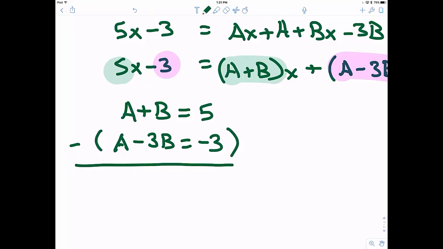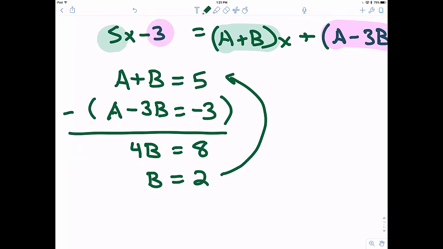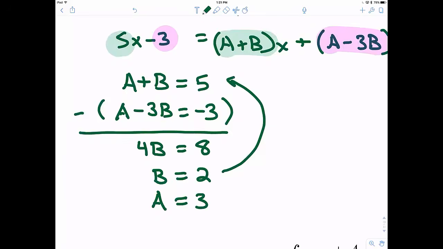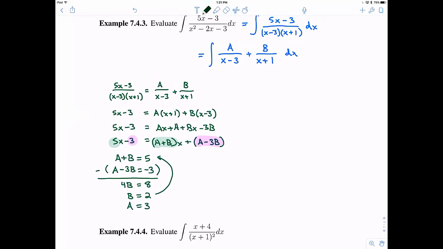The a's cancel out, and then I get b minus negative 3b, so that's going to be 4b. And then 5 minus negative 3, that's going to be 8. So therefore b equals 2. And if b equals 2, we can plug that back into the first equation and see that a must equal 3. So we were able to solve for these constants. We were able to figure out that b has to be 2 and a has to be 3.